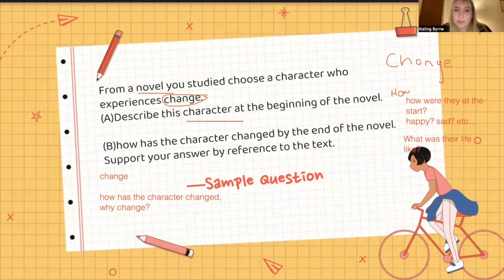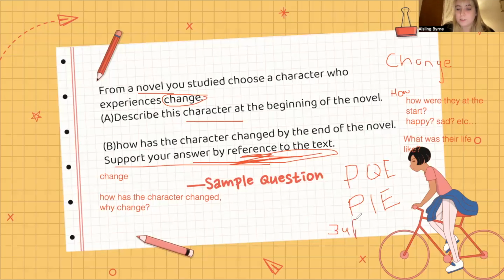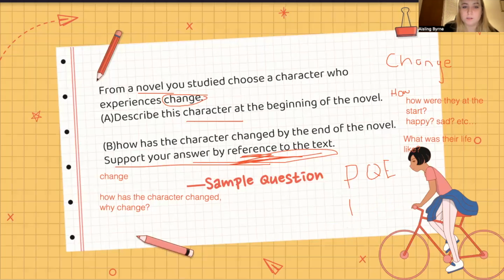And then this is really important here. Make sure that we're supporting your answer, but reference the text. Whether you do that in a PQE way, which is point, quote, and explain, or the PIE way, which is point, illustrate, explain, or the tree-ups, which is start up, sum up, start up, back up, sum up. So these are our ways to intertwine our quotes into our answers.